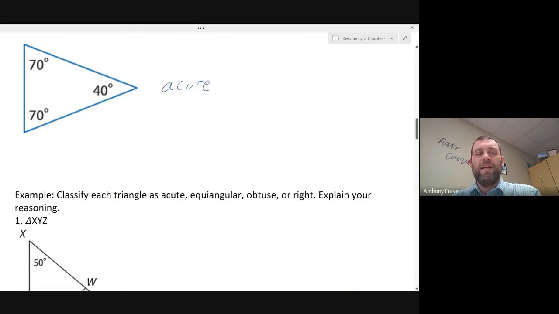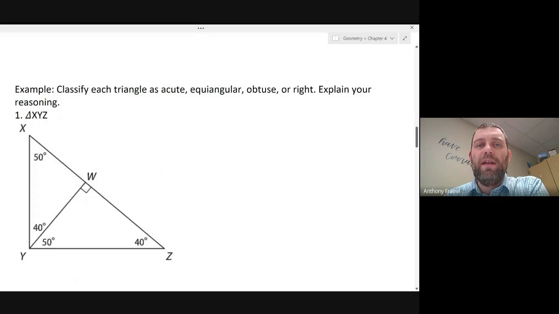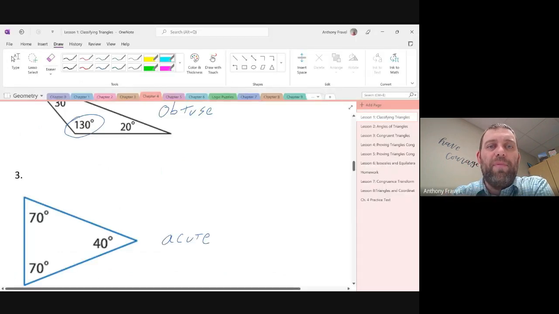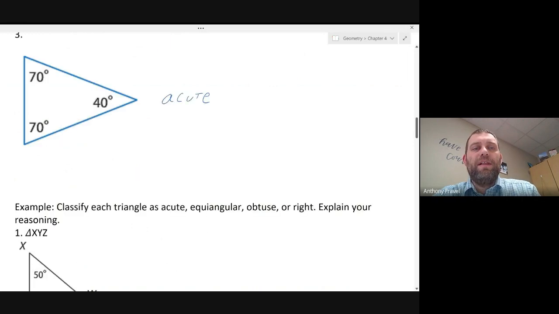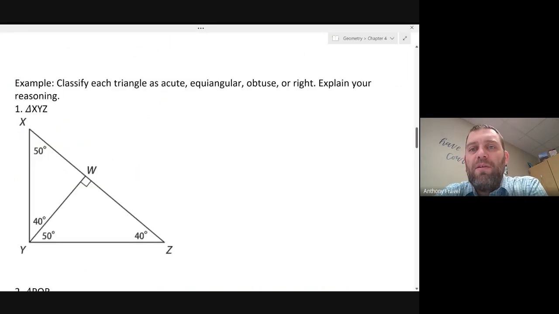Next part. Here's where we're going to start looking a little bit more closely, and it's going to be a little bit of extra work. I'm going to get a highlighter out, so bear with me while I grab that. This one says I need to classify each triangle as acute, equiangular, obtuse, or right, just like we had before. And it says explain your reasoning. Hopefully it'll help you understand this way.